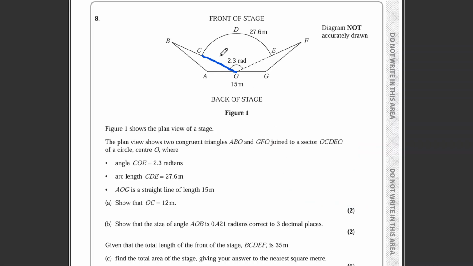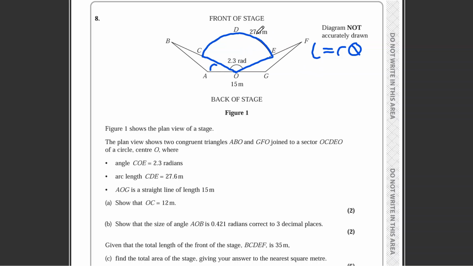And if we look at the line OC that we need to find, you can see that this is the radius of the sector here. What we know about this sector, we know the length of the arc up here, this is 27.6 meters, and we know the angle at the center here, it says 2.3 radians. If you recall the formula for arc length, it's L, which is the length of the arc, is equal to r, which is the radius, multiplied by theta, which is the angle at the center of the sector here.